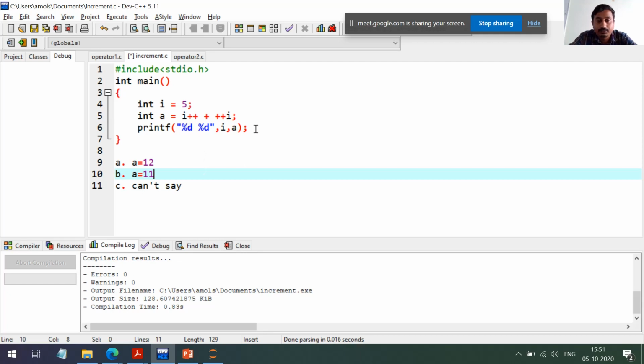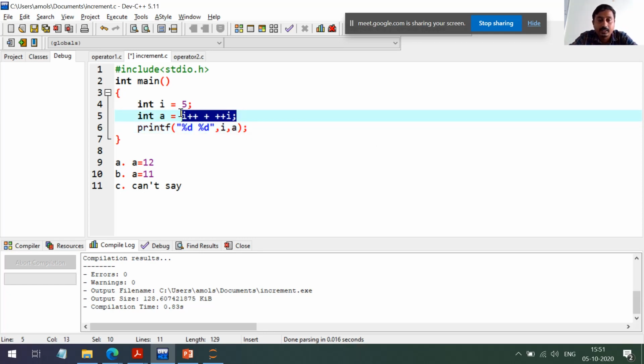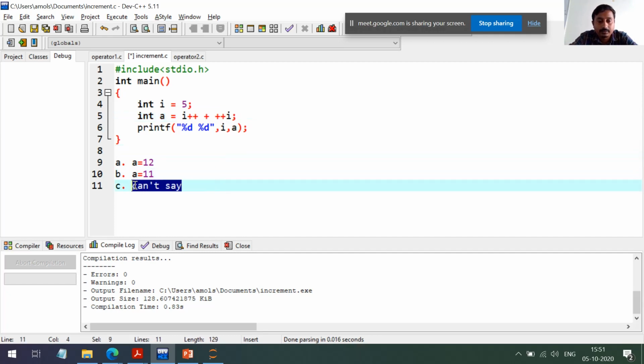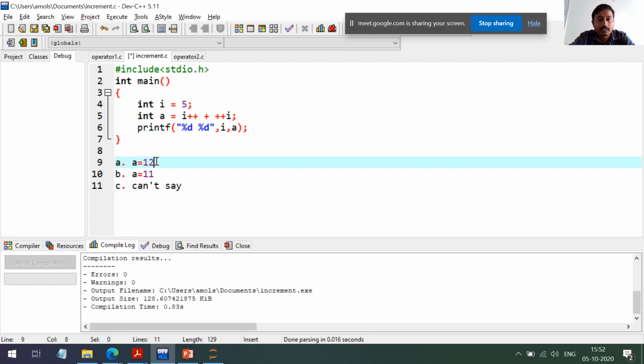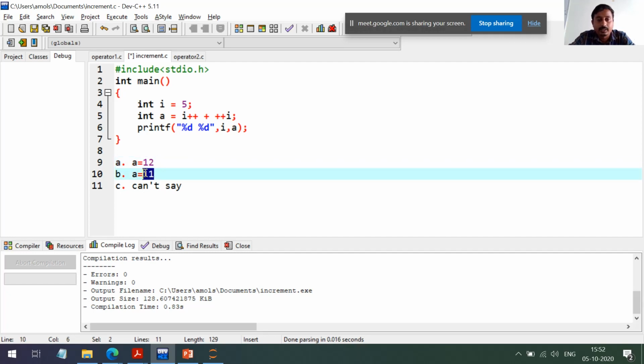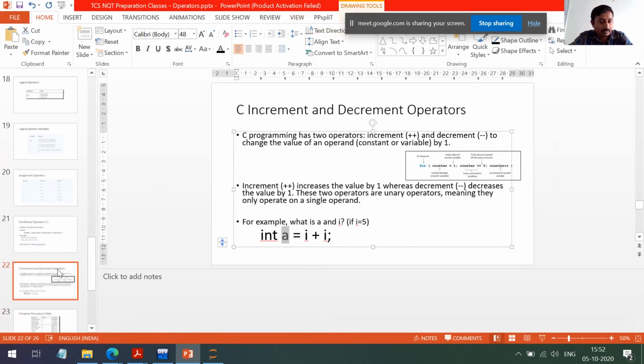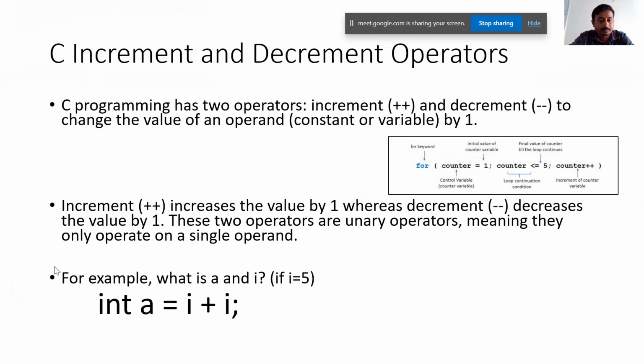In Turbo C, if you execute the same code, you will get 11 as a result. So the execution of post increment and pre increment is totally compiler dependent. So in the options, if there is a can't say option or it is compiler dependent like this, you always select that one. This is Dev C++. It uses the GCC compiler. So here we are getting 12 as the result. In Turbo C you would get 11 as a result. So this is regarding increment and decrement operators.